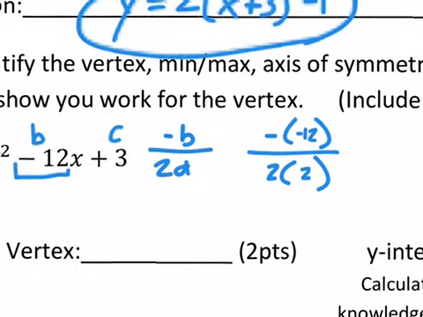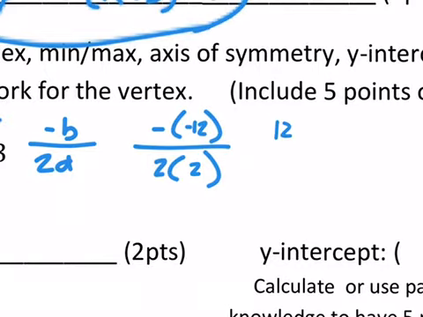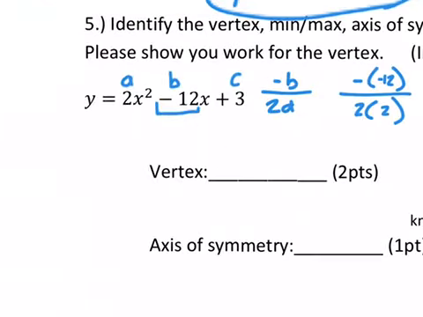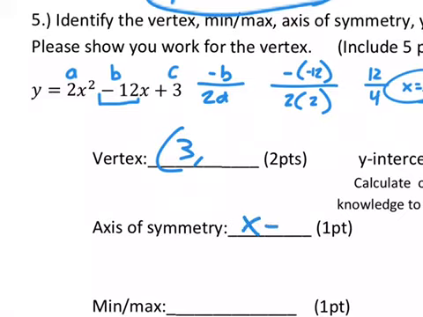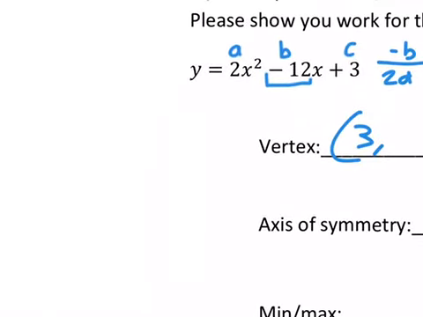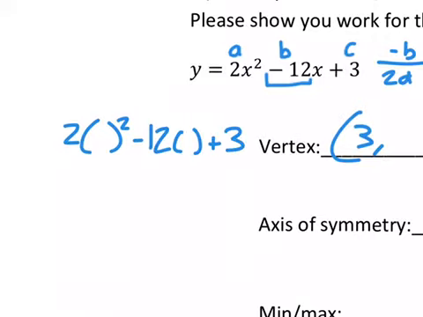Our a value was a 2. So we'll get a positive 12 over a 4. This tells me that the x-coordinate of my vertex is a 3. All right, that also tells me our axis of symmetry is x is equal to that 3. Now to find the vertex, I need to take that x-coordinate and plug it back into the original equation. That's how we find any y-coordinate given an x, even with linear equations or whatever.